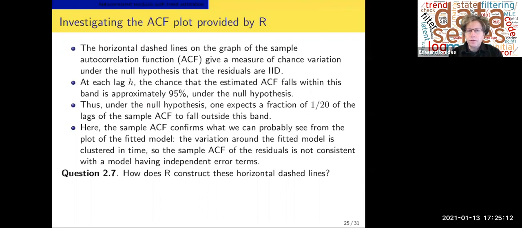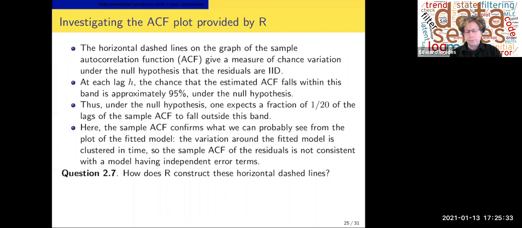So we can see that this null hypothesis doesn't fit these data, right? There are lag 1 and some other similar small lags outside this band. The sample ACF of the residuals is not consistent with a model having independent error terms.